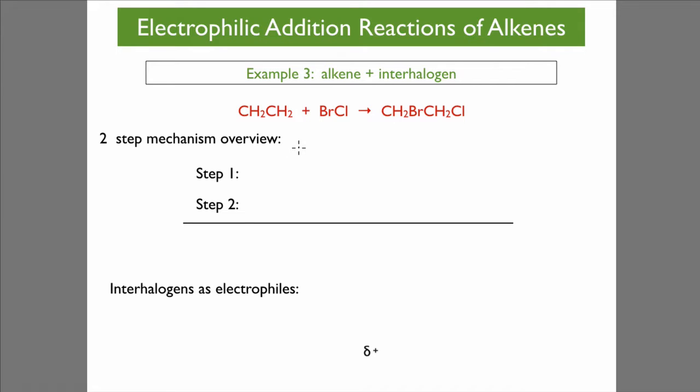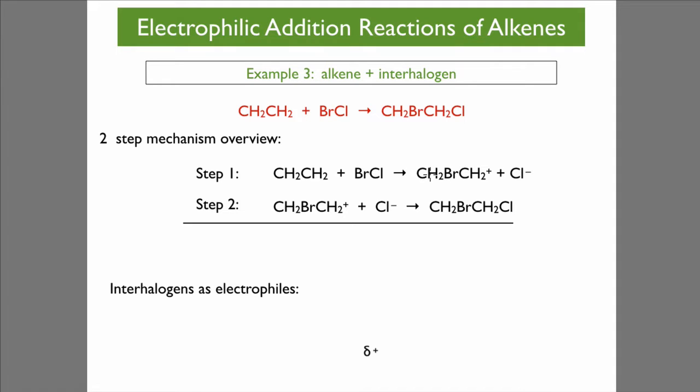The two-step mechanism overview. You've got the ethene reacting with the interhalogen, forming a positive complex and a chloride ion. Whichever is more electronegative will form the ion. The more electropositive one will form the complex. And then you get the fast reaction between the chloride ion and the complex. The overall reaction, you can just cancel them out like we did before.